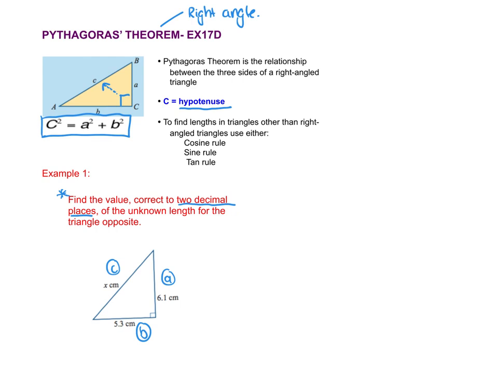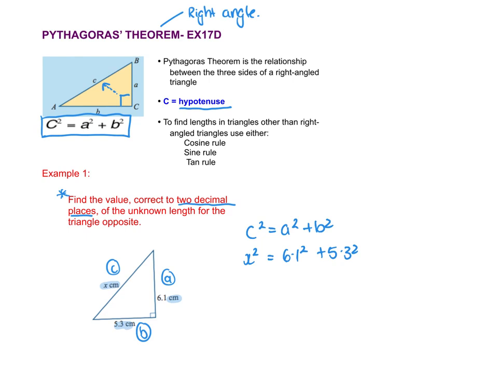Okay, now the other thing to just double check is that they're both in the same units. If they're not, you need to convert it to whichever one you've been asked for or you're going to use. So here, if I wrote out the formula, this is Pythagoras' formula. If I substitute in, it would be 6.1 squared plus 5.3 squared.